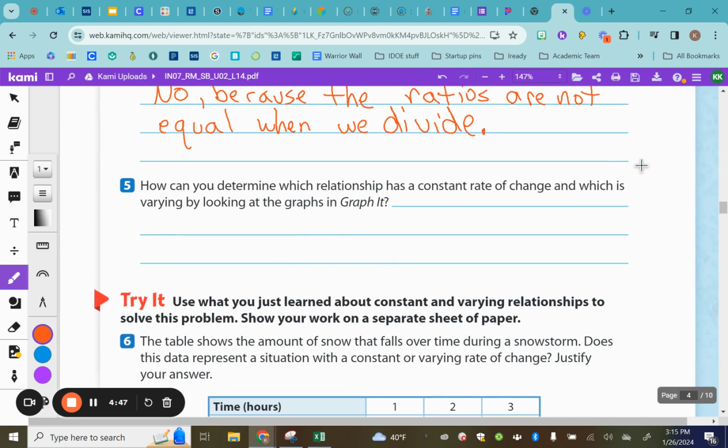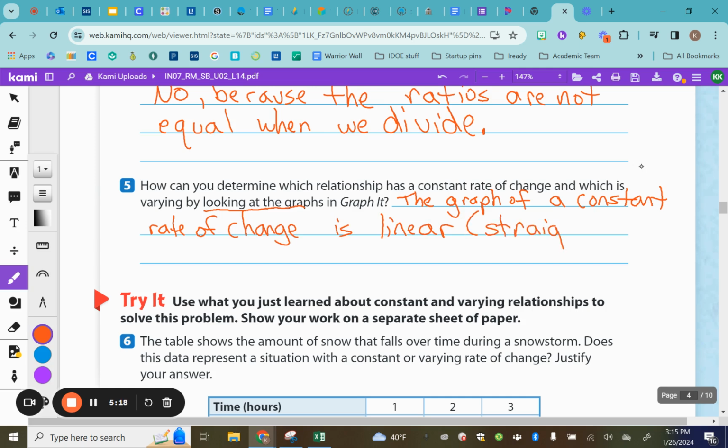So question 5, how can you determine which relationship has a constant rate of change and which one is varying by looking at the graph? How can you tell? You know that the graph of a constant rate of change is going to be linear, which means that it will be a straight line. And that does say line. So a constant rate of change is going to be a straight line.